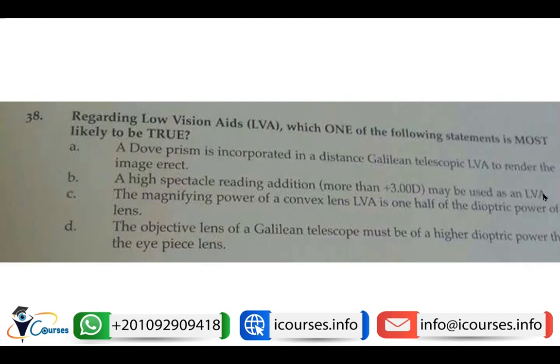So let me explain this question because there are some topics that are discussed in the instruments. You can see that there are some questions in the exam that can combine different topics. Here, this question is asking about the low vision aids and the telescopes. Regarding the low vision aids, the Dove prism is incorporated in a distance Galilean telescope to render the image erect. Actually, one of the advantages of the Galilean telescope is that it will render the image erect, so no need to incorporate a Dove prism to erect the image. And the Galilean telescope will be discussed in the instruments.